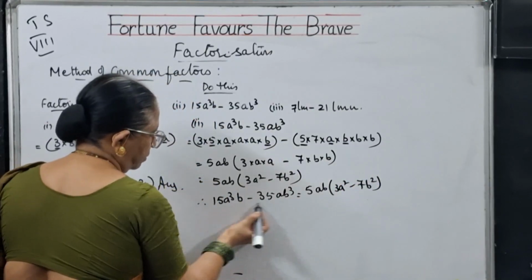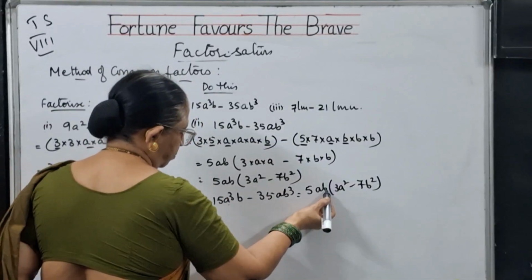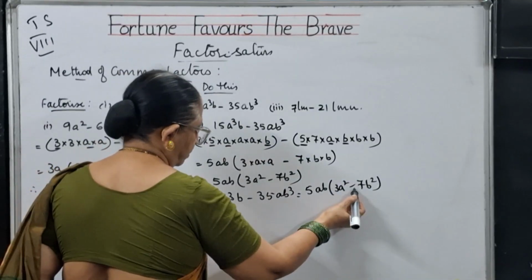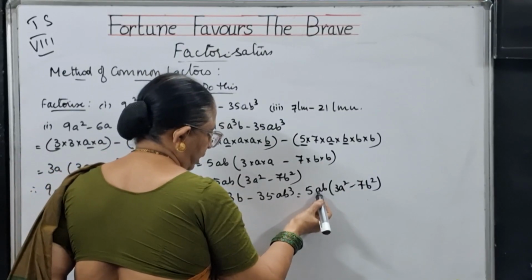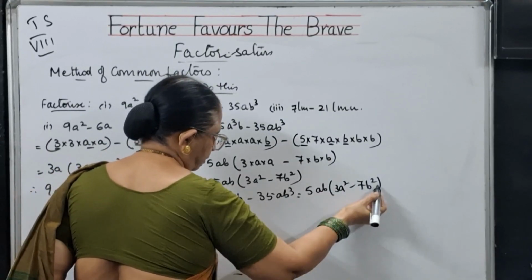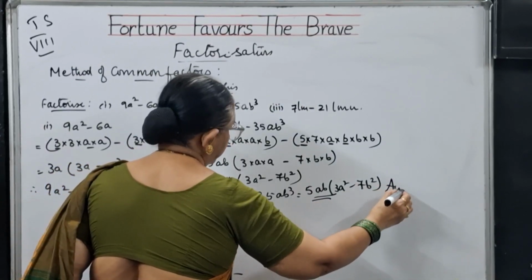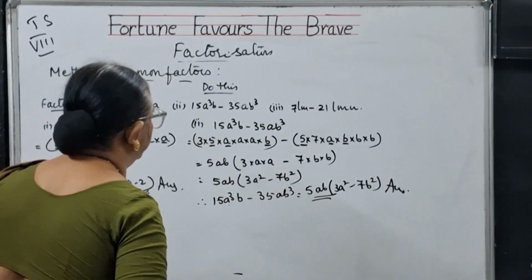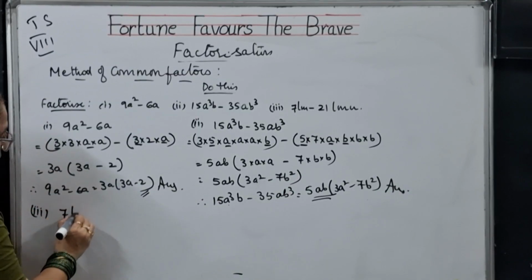See, 5 3s are 15, a into a square, a cube b, minus 5 into 7, 35, a into b square, b cube. So we have got the same thing. This is the answer for the second bit, children. Now I will do third bit here. What is the third bit?